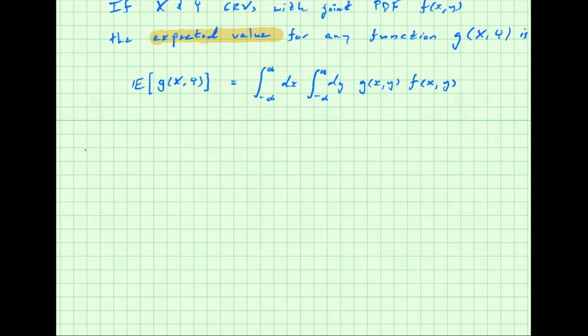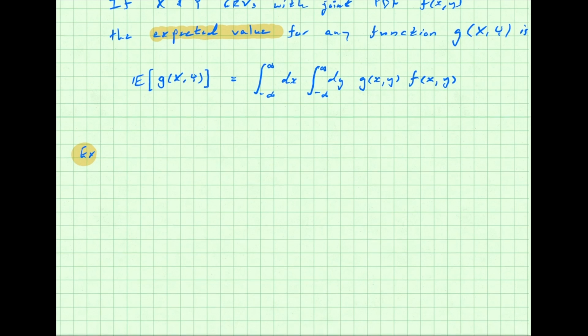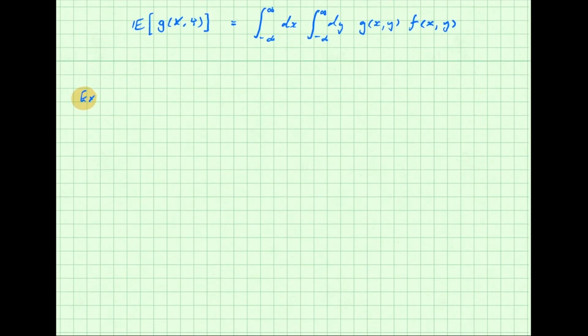Here's our new example, which is a carryover of the previous ones. I want to find the expected value for the product x times y. So we're going to find three expected values: the expected value for x times y, and then I also want the expected value for x and the expected value for y.